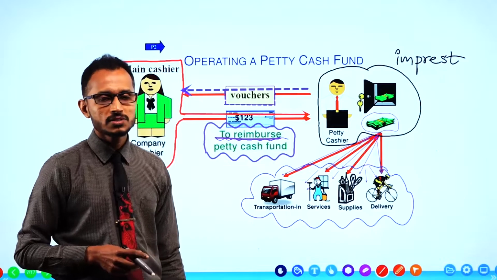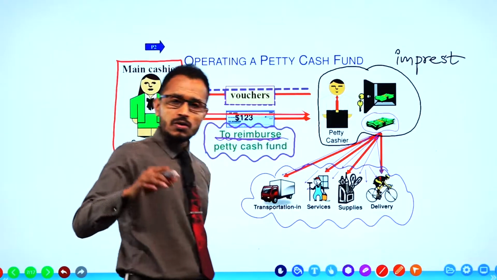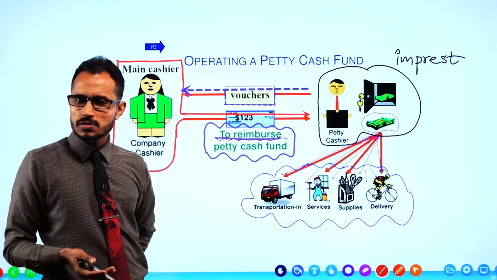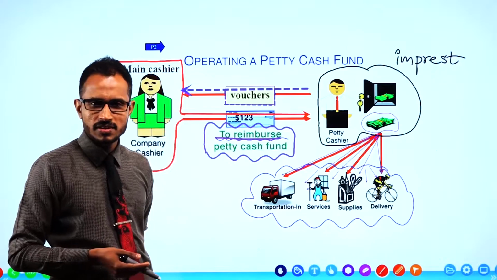That is called reimbursement. Okay, children. Too much explaining, or not enough? Yeah.